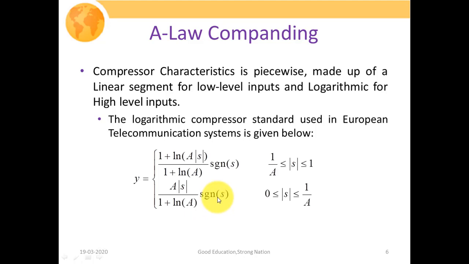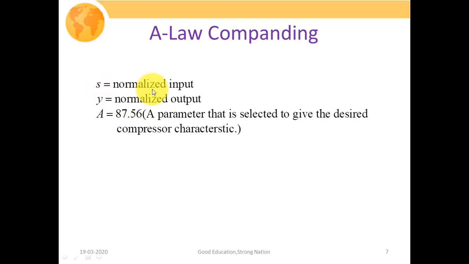For negative, the sign of s is -1, and if our signal value is positive, then the output of sign of s will be positive one, and if it is 0, then its value will be 0. A is the constant. It is a well-defined standard and it has been chosen as 87.56. As we already discussed, s gives the normalized input. We already mentioned how to calculate the normalized signal: we just have to divide our signal by its maximum value. y is the normalized output, and A is the parameter that has been selected to give the desired compressor characteristics, and it is given as 87.56.